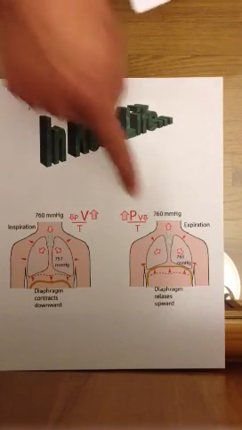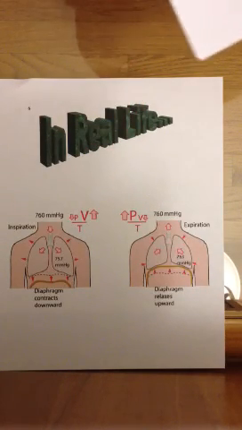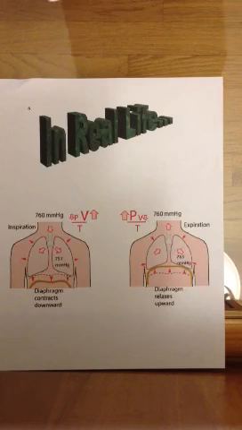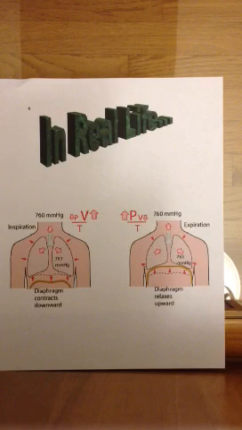Exhalation is the reverse of this process, as can be seen here. The volume inside our lungs decreases and the pressure increases. In conclusion, pressure and volume have an inverse relationship. As pressure increases, volume decreases, and as pressure decreases, volume increases.